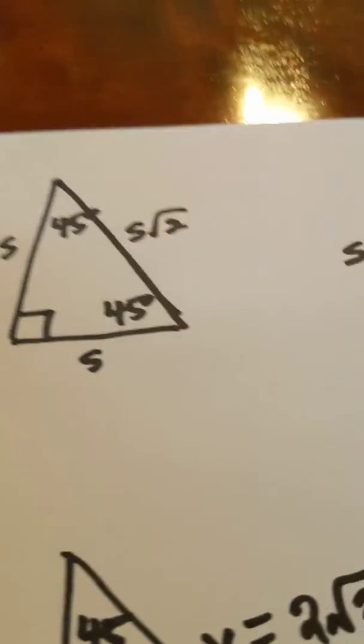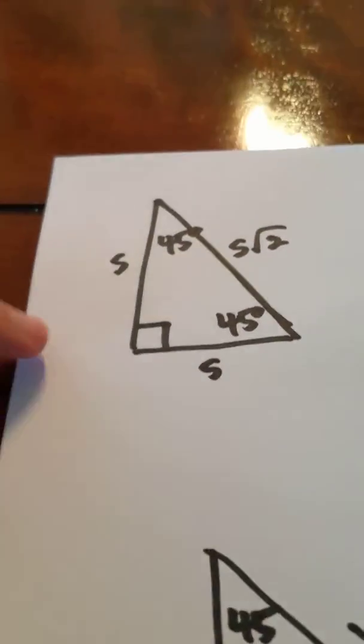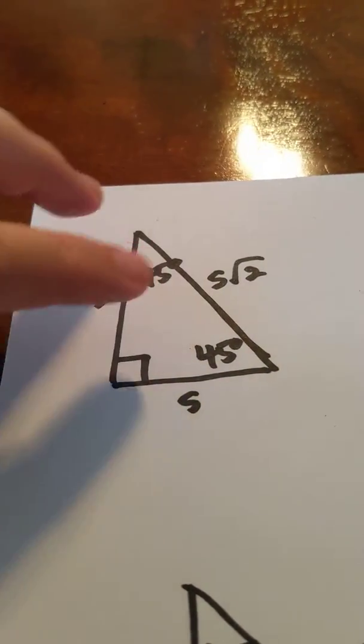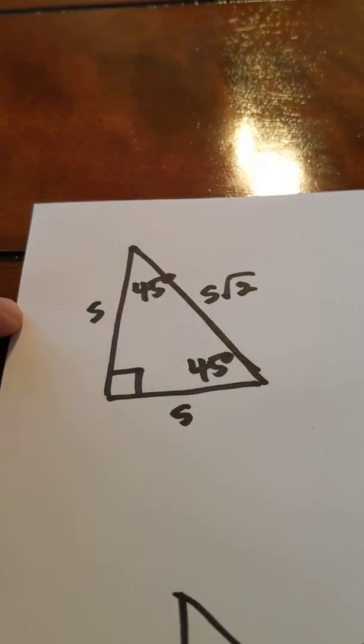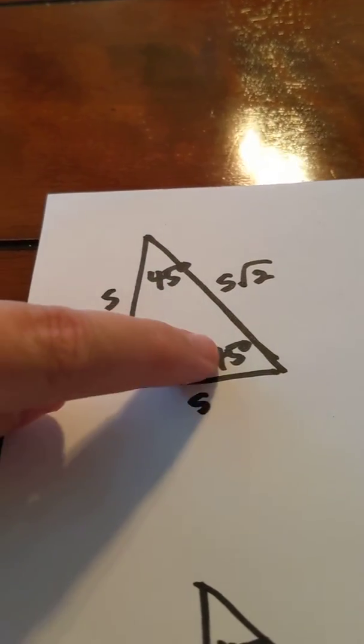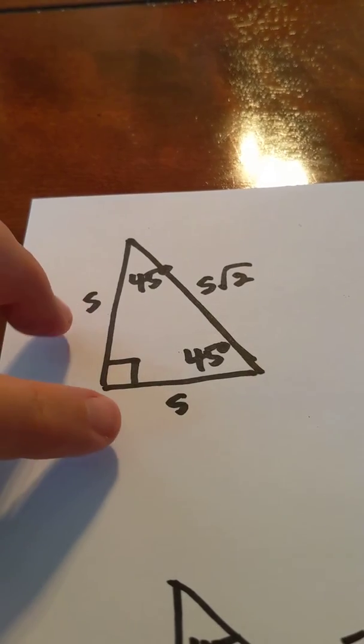Hey guys, let's talk special right triangles. Consider this 45, 45, 90 triangle. So this is the right angle, and then two angles are 45. What you should know about this is that the sides that are opposite to 45-degree angles should be equivalent.